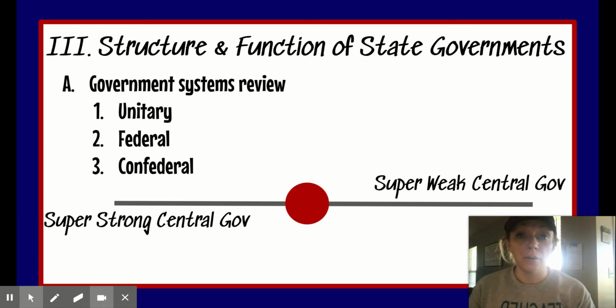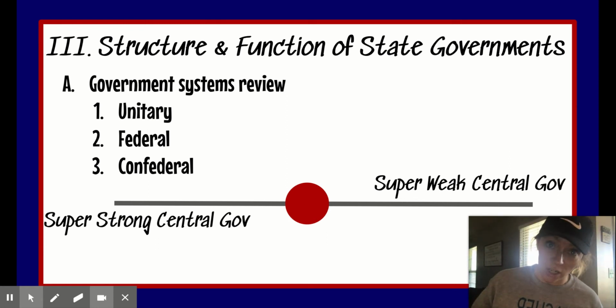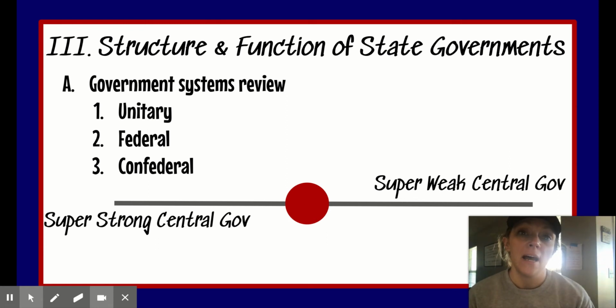In a confederal system, we would have had a very weak central government and also very powerful state governments. So under the Articles of Confederation, the United States functioned in a confederal system where the state governments pretty much ran the show and the central government really was just there as a figurehead.